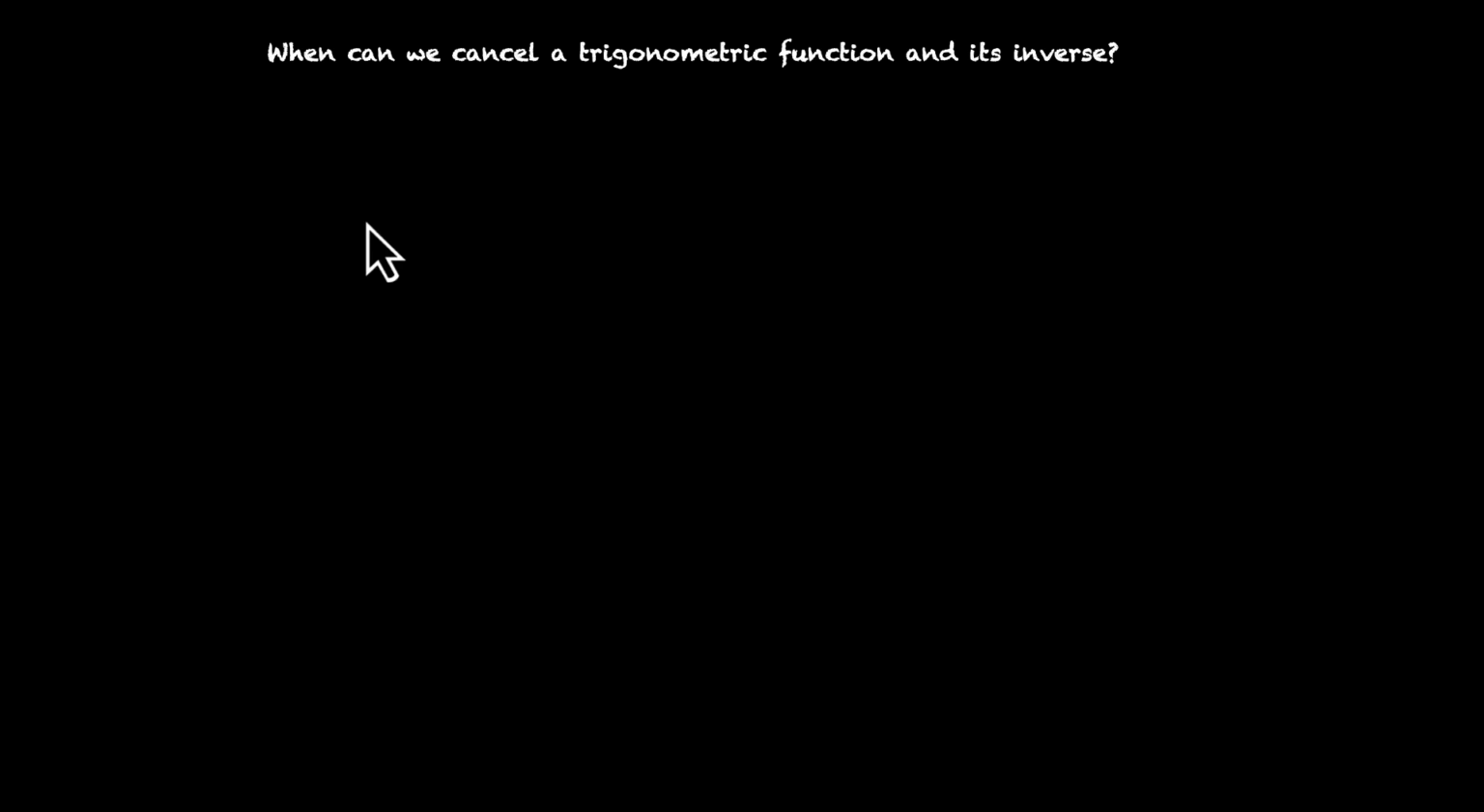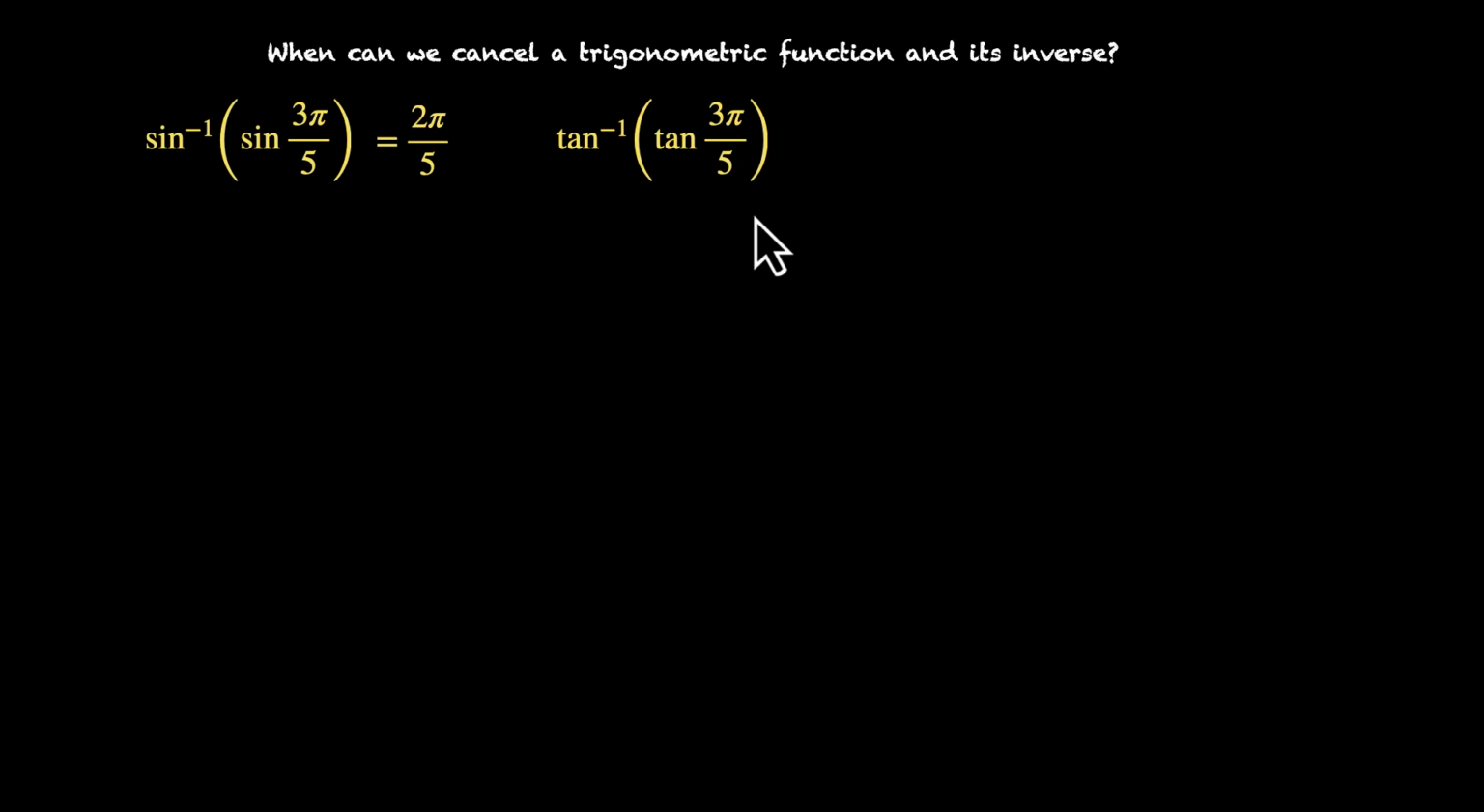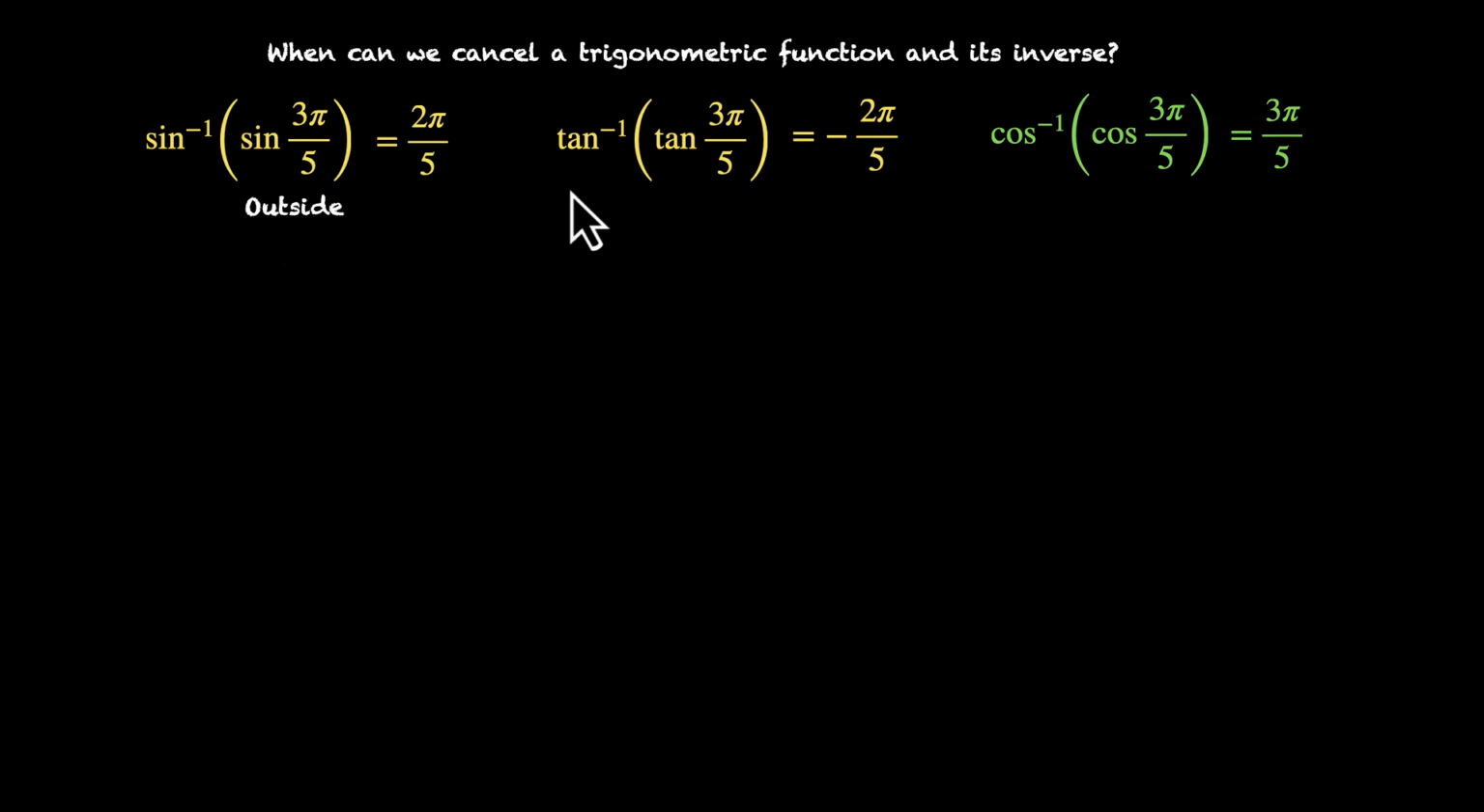In the previous video, we saw that for this angle 3 pi by 5, sine inverse sine of 3 pi by 5 is equal to 2 pi by 5. Tan inverse tan of 3 pi by 5 is equal to minus 2 pi by 5. And cos inverse of cos 3 pi by 5 is equal to 3 pi by 5. Now 3 pi by 5 lies outside the principal value branch for sine inverse, outside the branch for tan inverse, but inside the branch for cos inverse.